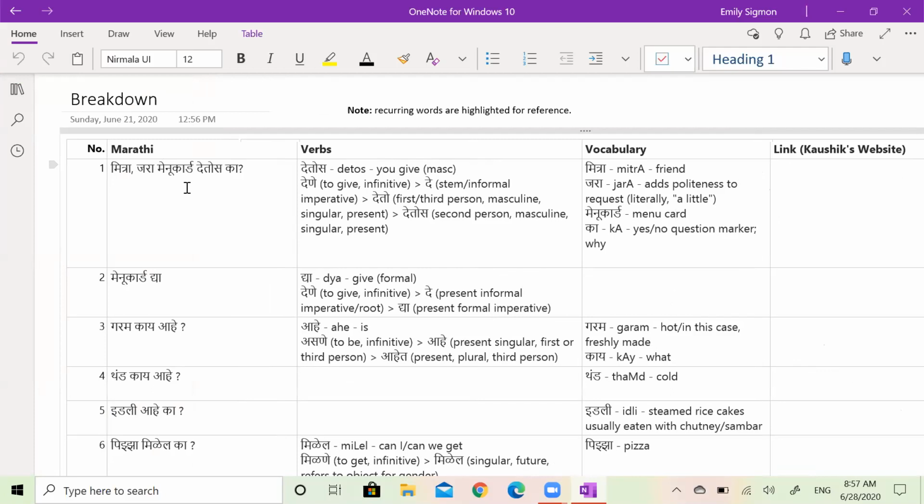Mitra, zara, menu card, detoska. So, friend is here, mitra. Zara is a word that adds politeness, but it means a little. Menu card, which is self-explanatory. And detos is you give. So dene is to give. Deto. And then detos is you, second person, masculine, singular, present. Yes, good. And then ka adds the yes or no question.